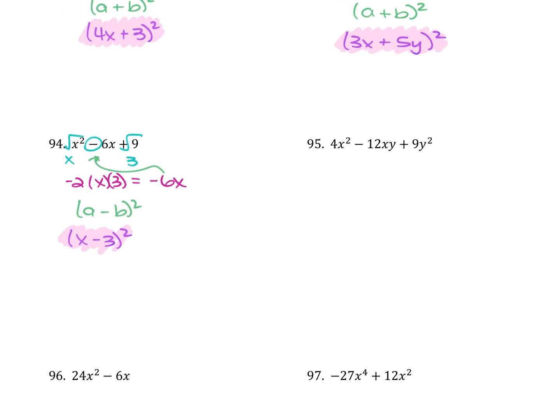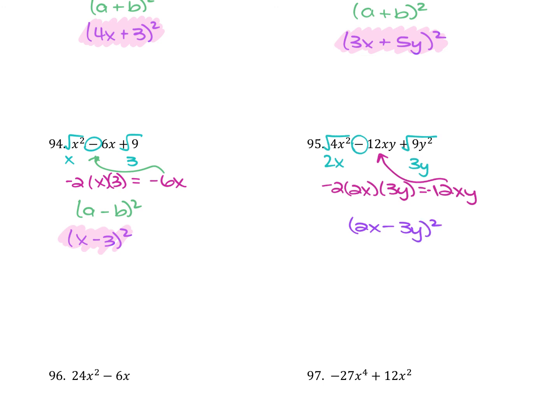For 95, you have 4x squared minus 12xy plus 9y squared. So we're going to take the square root of that 4x squared, it's 2x. Square root of 9y squared is 3y. Sign in the middle is negative. So if we do negative 2 times 2x times 3y, it gives us the negative 12xy, which is that middle term. So we're just going to have 2x minus 3y squared.